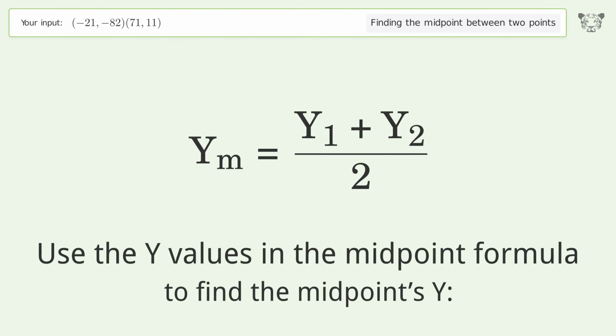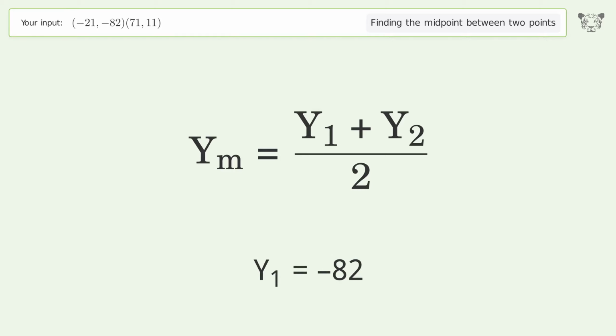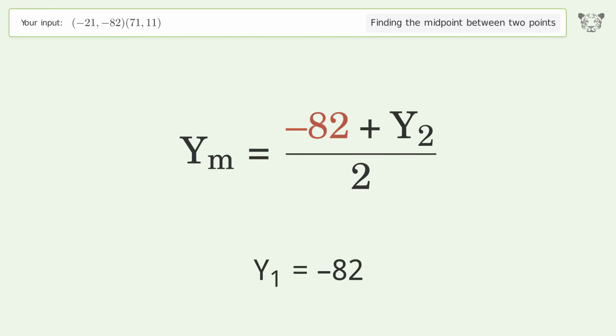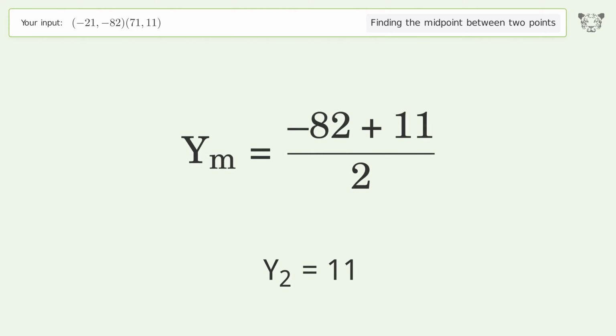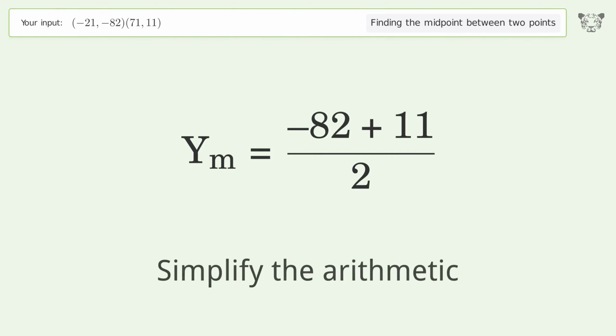Use the y values in the midpoint formula to find the midpoint's y. y1 equals -82. y2 equals 11. Simplify the arithmetic.